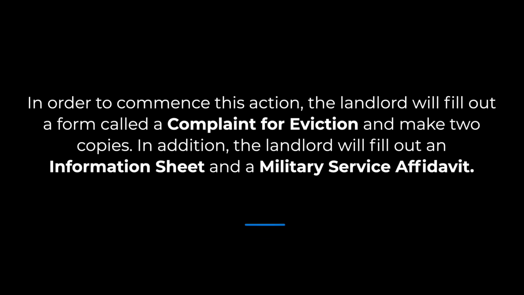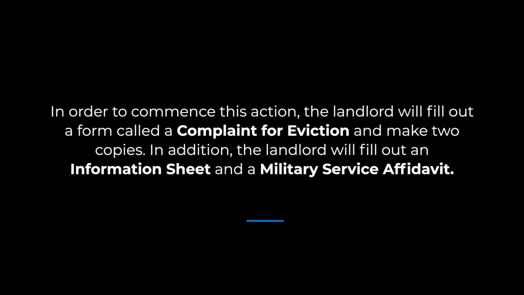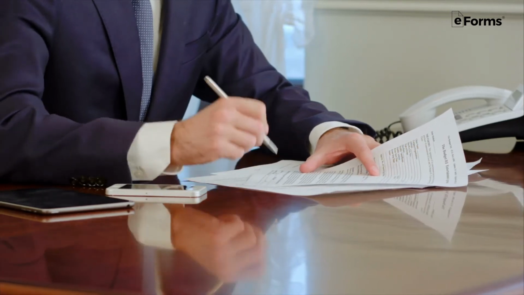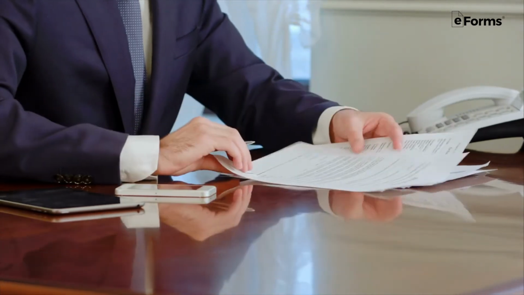In order to commence this action, the landlord will fill out a form called a complaint for eviction and make 2 copies. In addition, the landlord will fill out an information sheet and a military service affidavit. All of these forms should be signed in the presence of a notary public before they are filed with the court. The court will charge a filing fee, and the amount depends on the county. The court will also set a date for the eviction hearing.